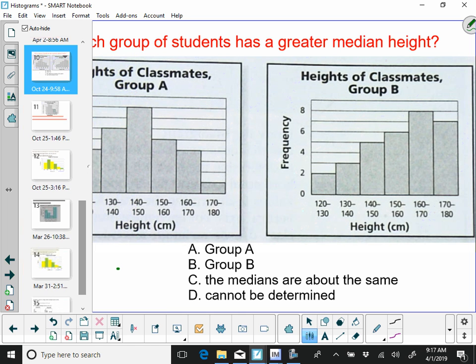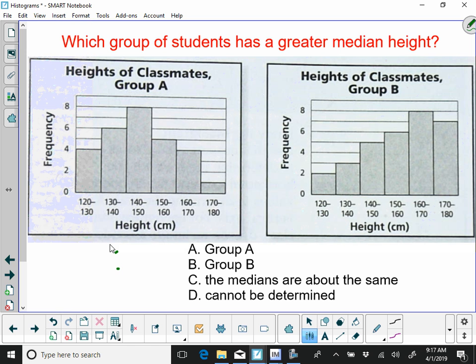Okay. We're going to do the next couple of problems, and we're going to stop and go through your worksheet before you take your quiz today. Okay. This one right here is one of the most confusing problems that we do, and here's why. It says, in which group of students has a greater median height? All right. Well, median is the what? Middle, right? Median is the middle.